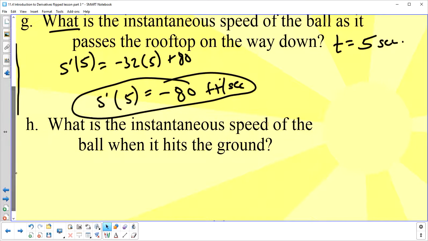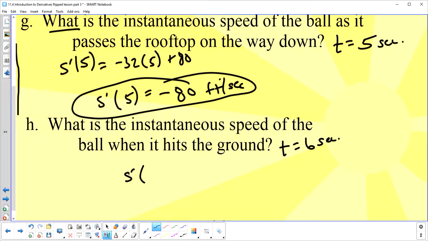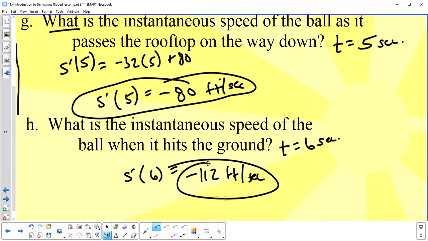Okay, last one then, what is the instantaneous speed of the ball when it hits the ground? Again, going back to that first piece, we found that it hit the ground after 6 seconds. So we are trying to find s prime of 6, which means we're going to do negative 32 times 6 plus 80, and we get negative 112 feet per second. And that would be the instantaneous speed.